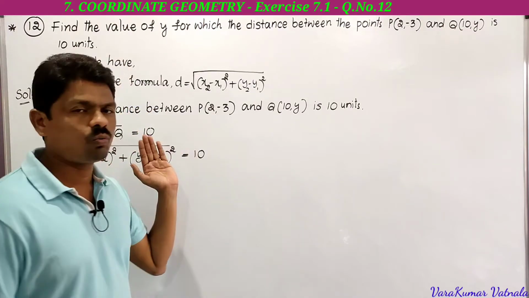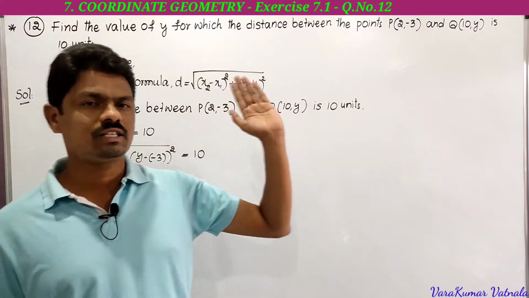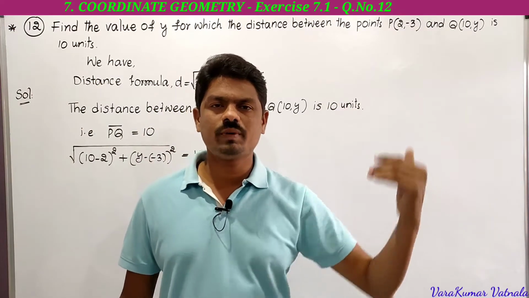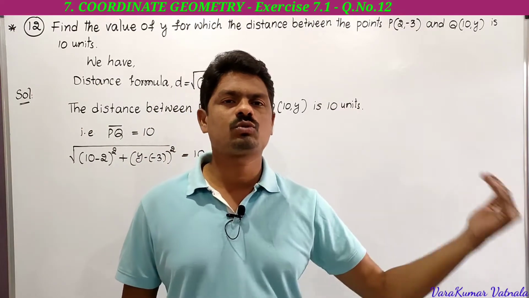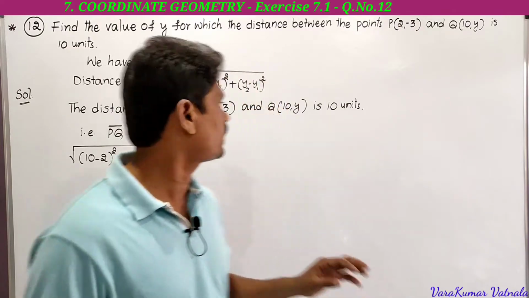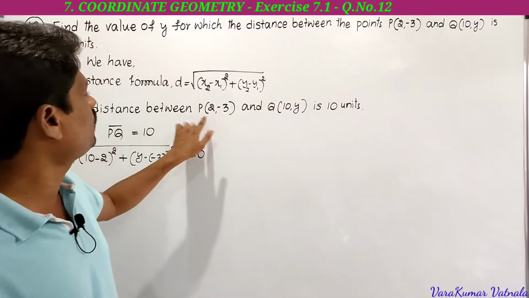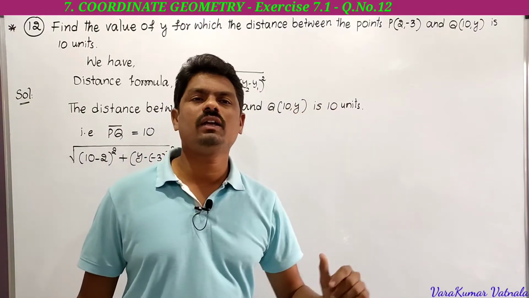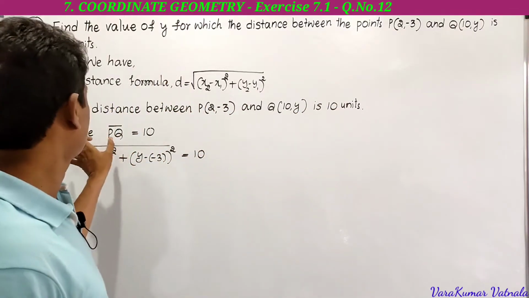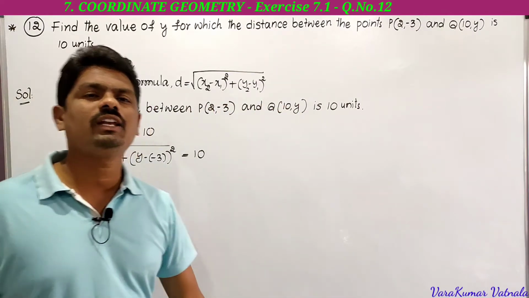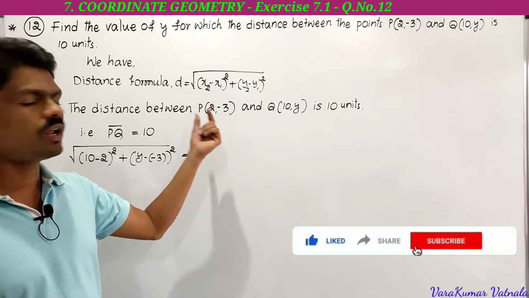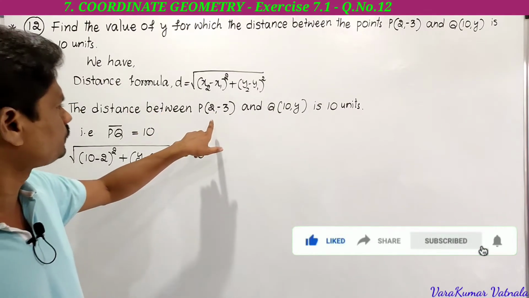So see here, what is the distance formula? Distance formula d is equal to square root of (x2 - x1) whole square plus (y2 - y1) whole square. So here the distance between P(2, -3) and Q(10, y) is 10 units. So that is PQ equal to 10 units. Now we have to use the distance formula.